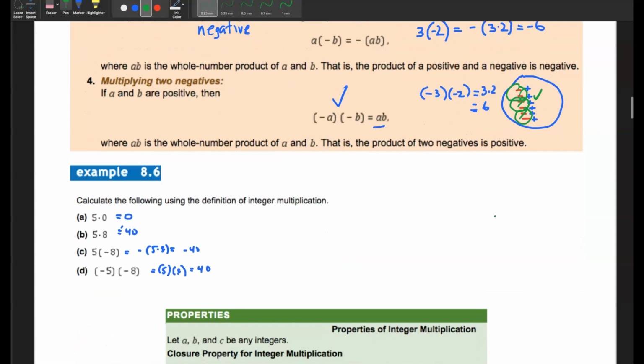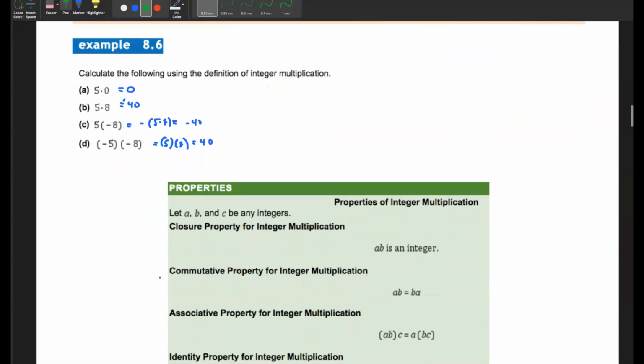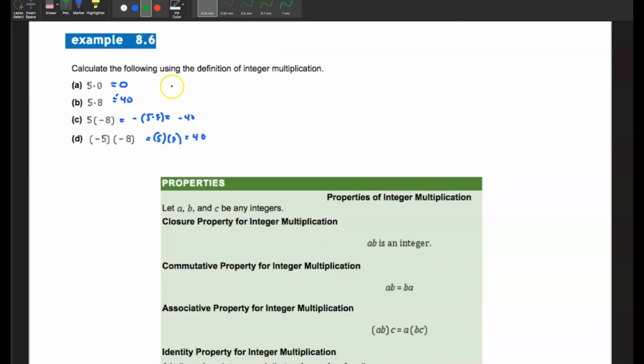Looking at the examples, here are the answers. You can use a calculator, but I want to make sure you start to get the sense of why they are what they are mathematically, the rules. You will see 5 times 0 is 0, 5 times 8 is 40, 5 times negative 8 is 5 times 8 and then the opposite of that. That's the rule from our definition. And then this is equal to 40 there.